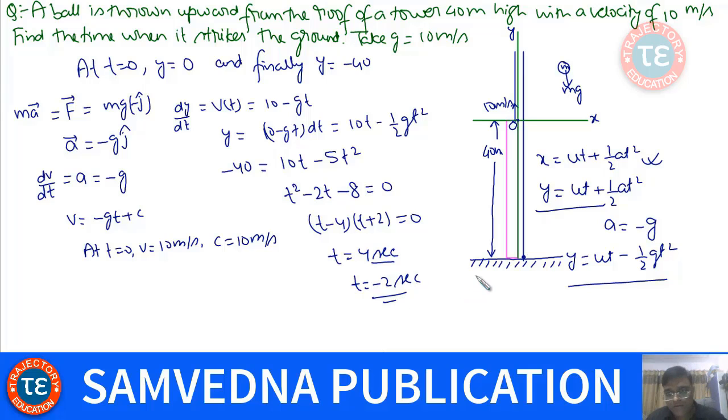See, t equals to minus 2 seconds is not acceptable. Time will never have a negative value, right? So this is not acceptable. So t is 4 seconds. So body is going to come at the bottom in 4 seconds. Alright.